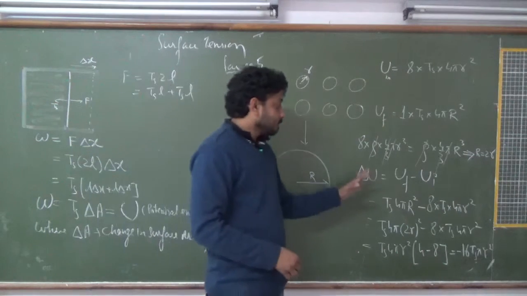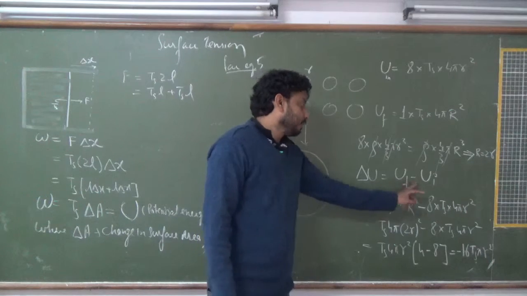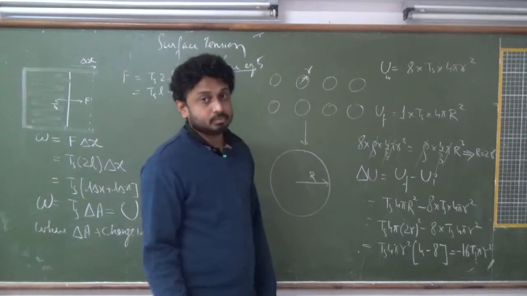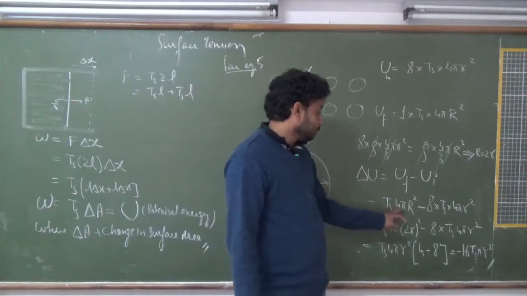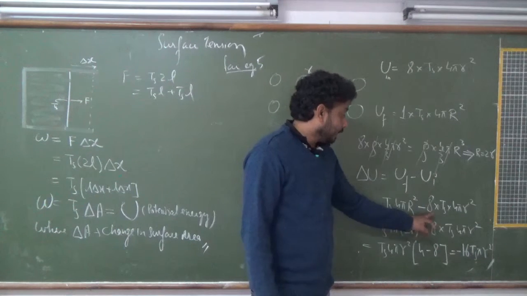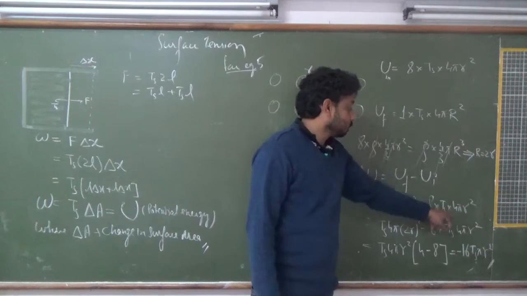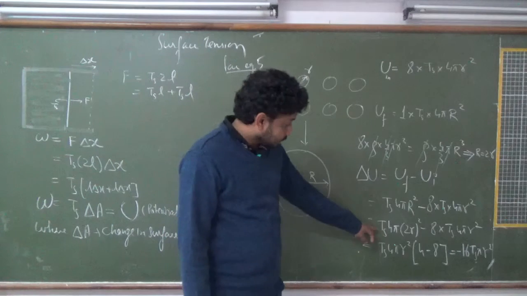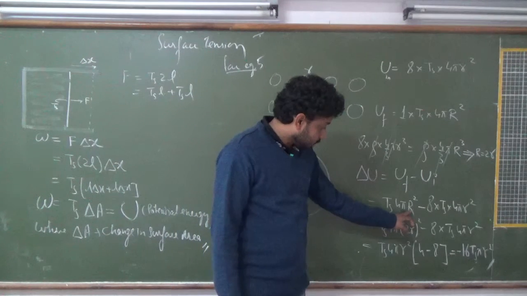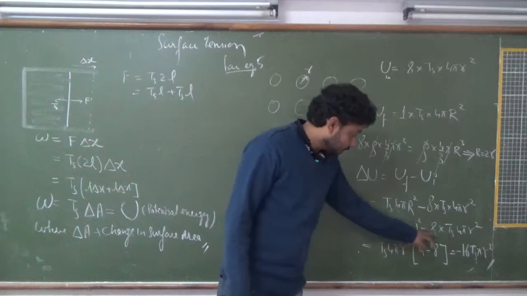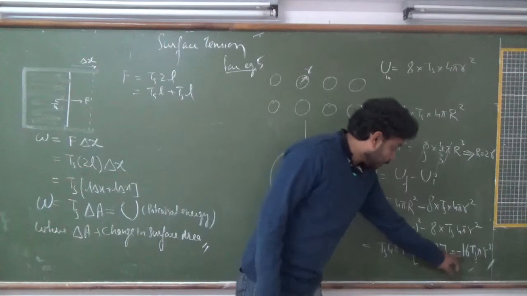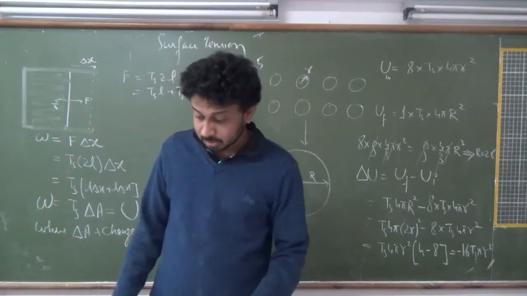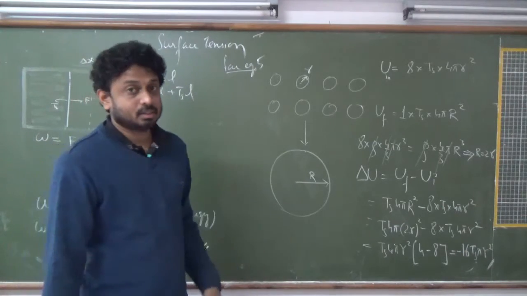So next step, what is the change in potential energy? U final minus U initial. Correct? U final is Ts into 4 pi R square, this one, and U initial is 8 into Ts into 4 pi small r square, that is this one. Right? So Ts into 4 pi into, now I am putting the value of capital R as twice of r. So you can see this calculation, and finally it will come out as minus. Minus means energy is released.